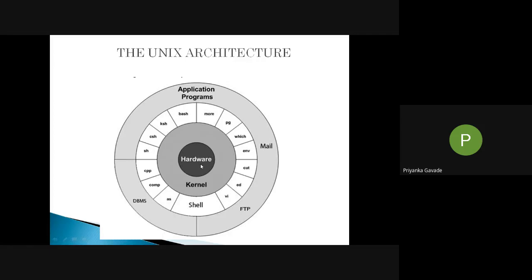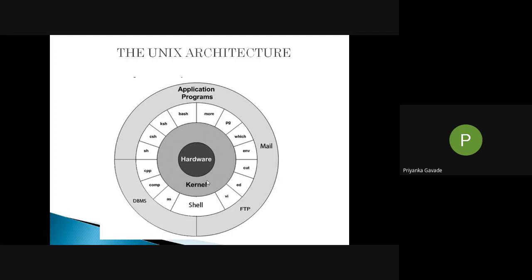Fine. So the kernel is also responsible for managing the system's memory. It is responsible for scheduling the processes, and it also makes decisions regarding their process priorities, right?